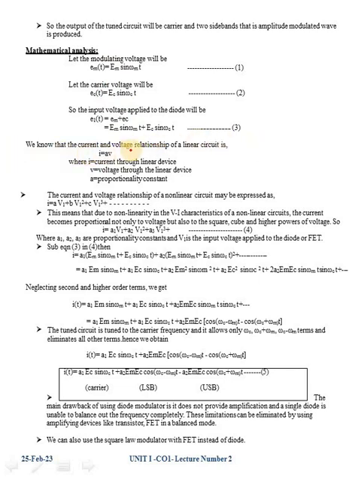We know that the current and voltage relationship of a linear circuit is i = aV. The current and voltage relationship of a non-linear circuit may be expressed as a square law, that is i = aV1 + bV1 squared + cV1 cubed + dV1 to the power 4 and so on. This means that in the non-linear VI characteristics, the current becomes proportional not only to the voltage but also to the square, cube and higher powers of the voltage. So we can write i = A1V1 + A2V1 squared + A3V1 cubed and so on.